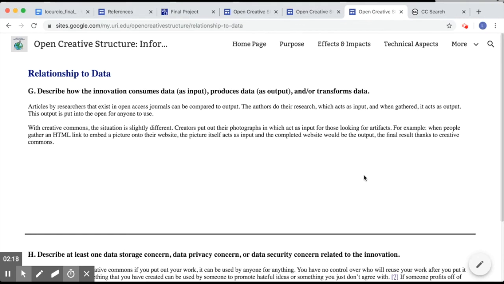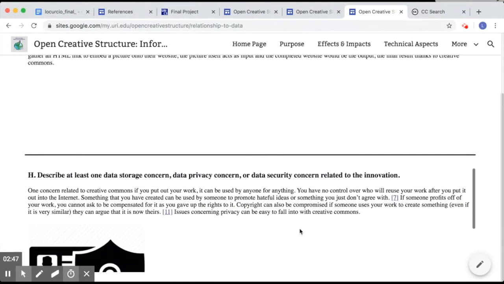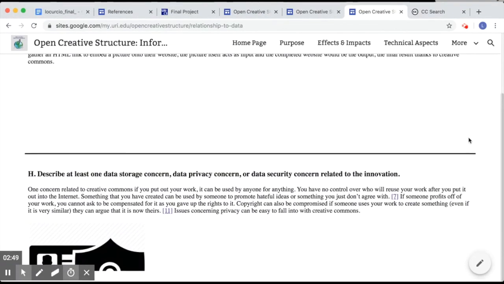With Creative Commons, the situation is slightly different. Creators can put their photographs out, which act as input for those looking for artifacts. For example, when people gather an HTML link to embed a picture, such as a picture of a puppy, onto their website, the picture itself acts as the input and the completed website would be the output, the final result thanks to Creative Commons. I also described a privacy concern with Creative Commons.